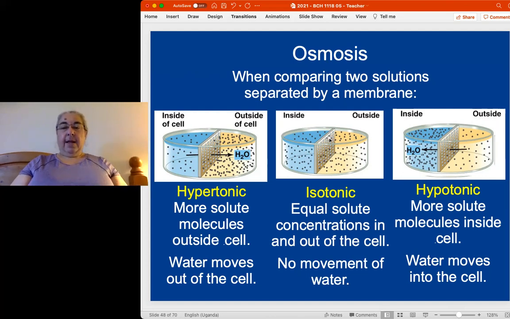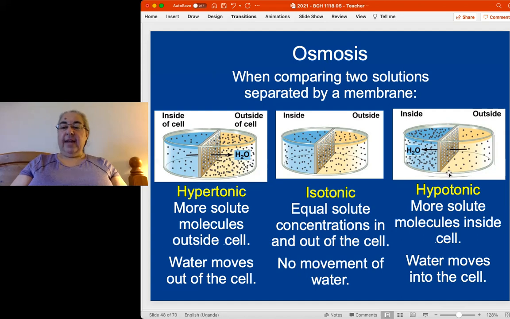Okay? If we think of a hypertonic solution, where there are more solute molecules outside the cell than inside, in this case, water will move out of the cell and the cell will shrink up. And this would happen, for instance, if you took a plant and put it in salty water, you would see the plant become limp as the water moves out of its structure, out of its leaves and stem.